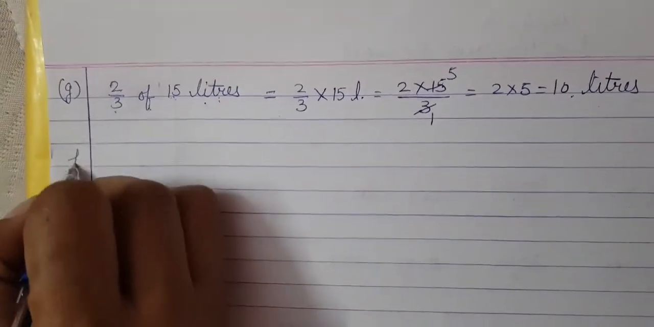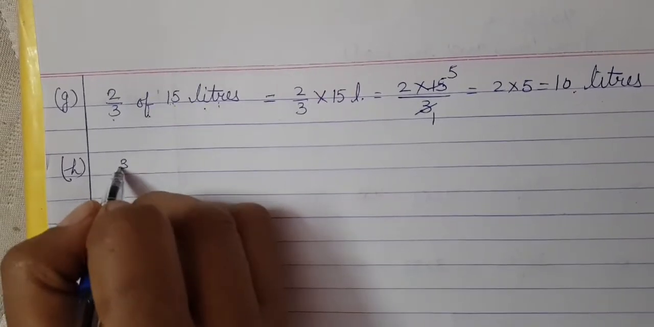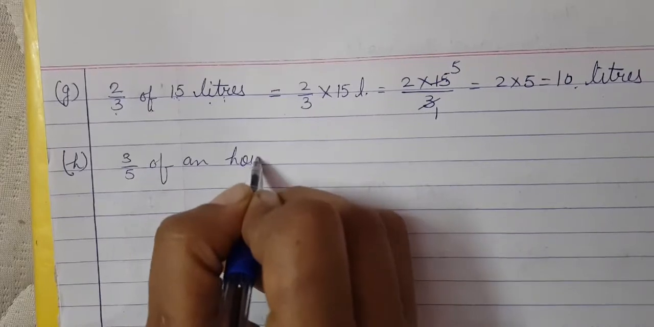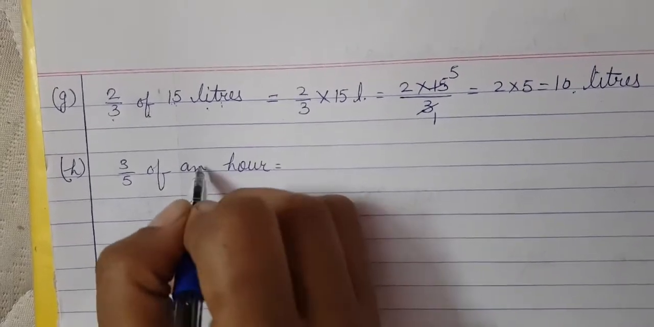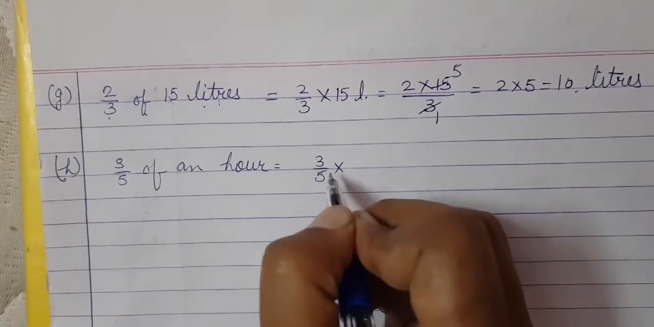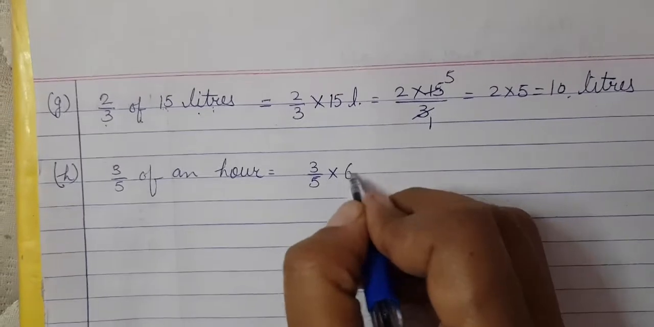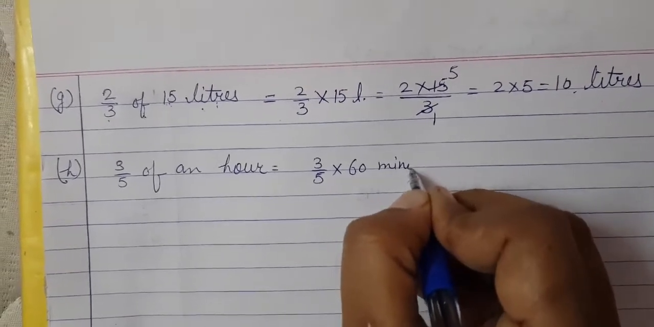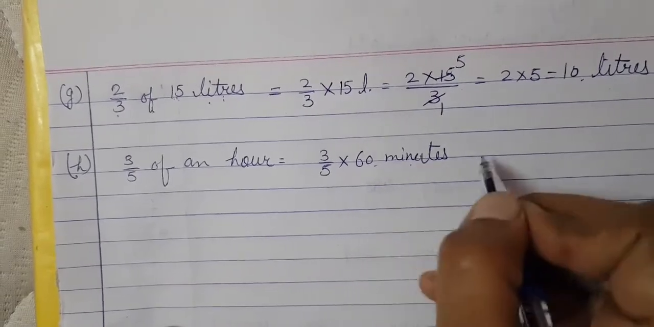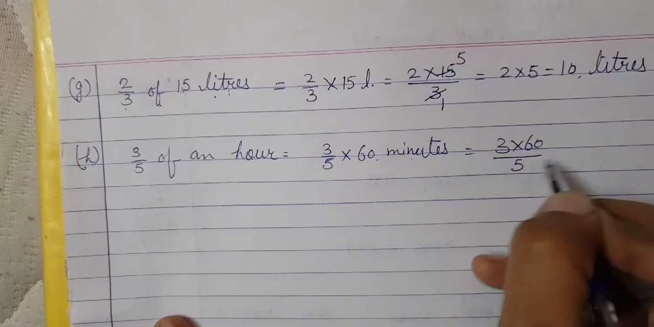Okay. Now H part. 3 upon 5 of an hour. Here again hour is given as 1 only, 1 hour. So we have to convert it into some units that have some number, means I am converting it into 60 minutes. We all know that in an hour there are 60 minutes. So 3 into 60 upon 5.